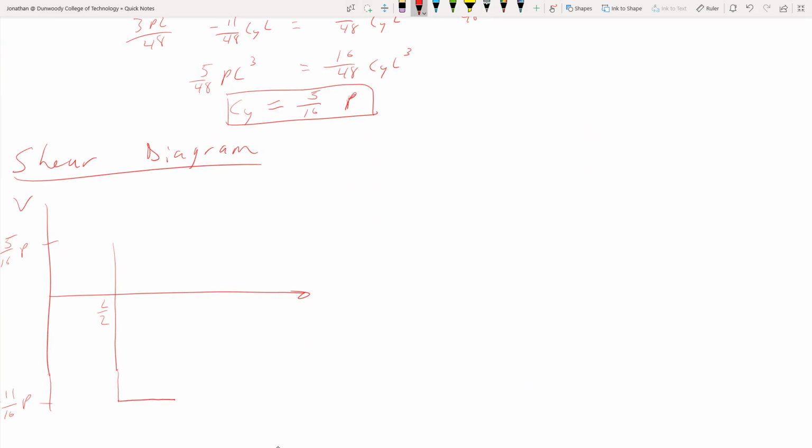11/8 gets us more than 1, so it's going to get us up to 11/16 over here. It's at L. And then at L over 2, we come down. It's going to be negative 5/16 P. Coming over here, then we come back up 5/16 there, right? This is 3L over 2. This is 2L. Alright, here's our crazy shear diagram.